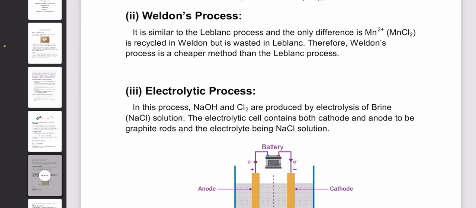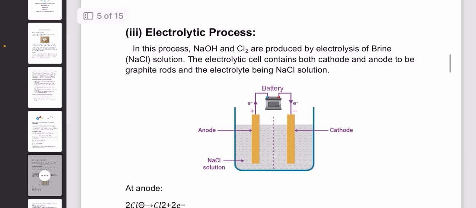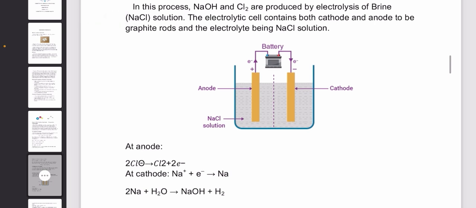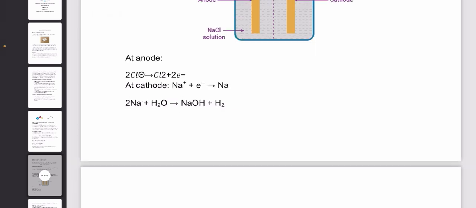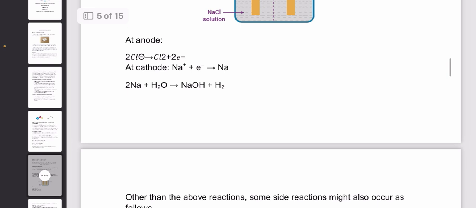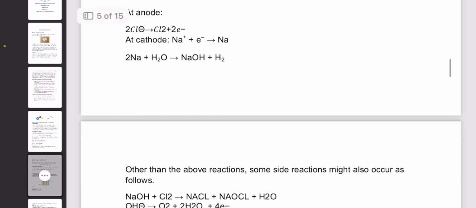The electrolytic process. In this process, NaOH and Cl2 are produced by electrolysis of a brine solution. The electrolytic cell contains both cathode and anode as graphite rods, and the electrolyte is NaCl solution. You can see the cell in which the reaction takes place. At the anode, chloride loses an electron, and at the cathode sodium gains an electron. So 2Na and H2O react to form NaOH and hydrogen gas as a byproduct.